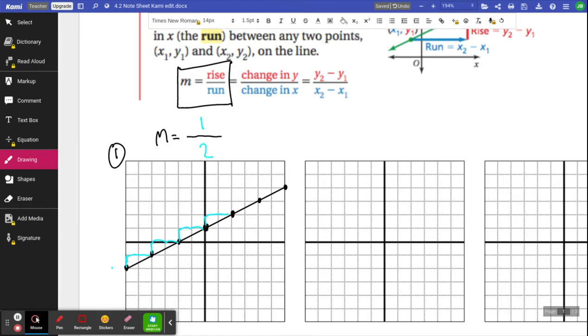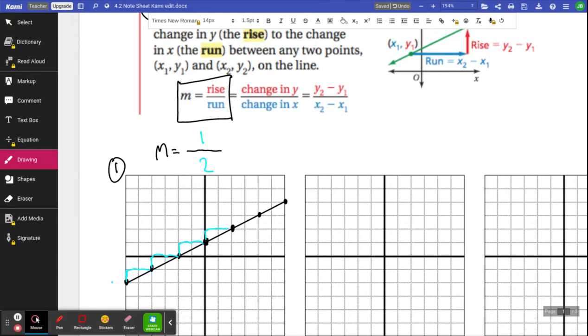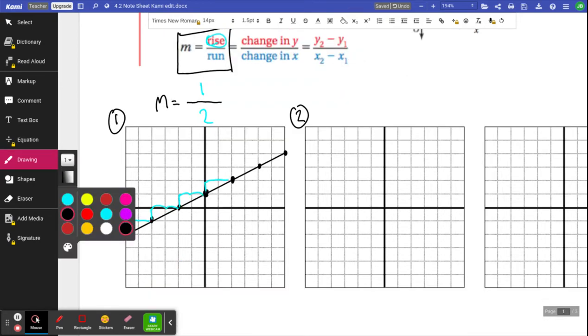There's the slope, 1/2. And just make sure you always put the rise in the top place of your fraction, and then you do the run or the side-to-side number in the bottom there. Okay, let's look at another example.